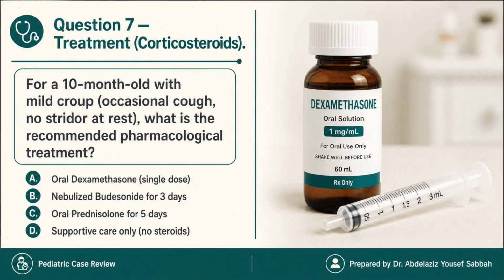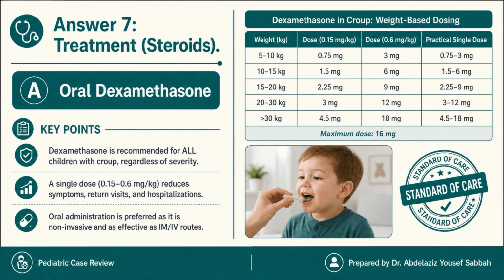Question 7. Treatment with corticosteroids. For a 10-month-old with mild croup, presenting with occasional cough and no stridor at rest, what is the recommended pharmacological treatment? Option A, oral dexamethasone single dose. Option B, nebulized budesonide for 3 days. Option C, oral prednisolone for 5 days. Option D, supportive care only with no steroids. The correct answer is option A, a single dose of oral dexamethasone.